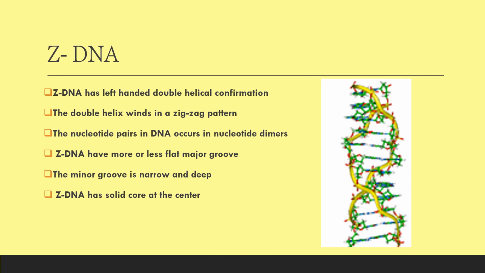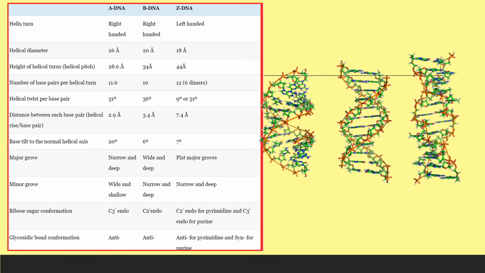Okay, so we can discuss a comparison chart between aDNA, bDNA and zDNA. From there you can differentiate the difference between these three types of DNA. The first thing is the helix turn. So here in this picture you can see aDNA, bDNA as well as zDNA. These three pictures are entirely different. So from this figure itself we can answer some of the differences of these three forms.